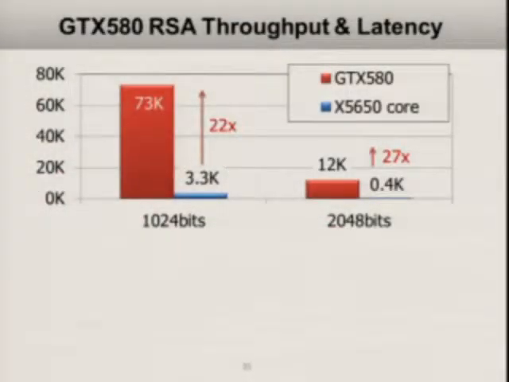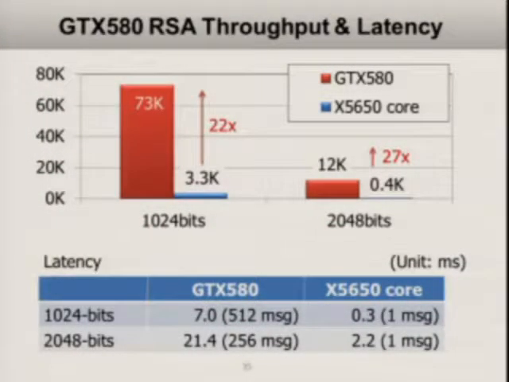Now I'll show the performance of our RSA on GPU. The red bar here is the performance of the GTX 580, and the blue bar is for a single CPU core. We show 1K certificate and 2K certificate separately. The GTX 580 performs 73,000 operations per second for 1K bits and 12,000 operations per second for 2K bits, and a recent Intel CPU performs about 3,400 for 1K and 2K bits. So the GTX 580 performs like 20 to 30 CPU cores.